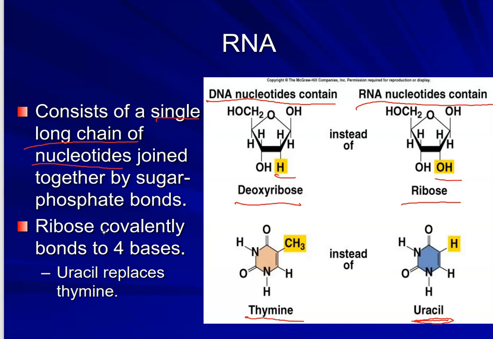And ribose will covalently bond to 4 different bases, same bases except for the thymine. We don't find any thymine in RNA. We have the uracil. So we have adenine, guanine, cytosine, and uracil.